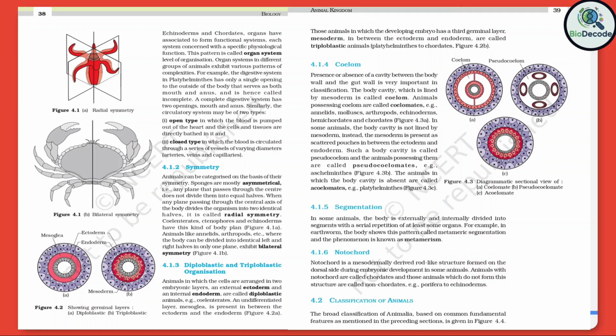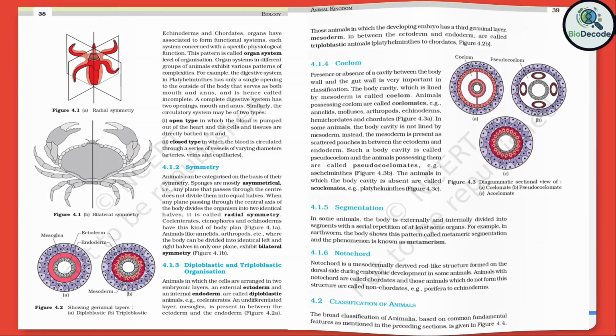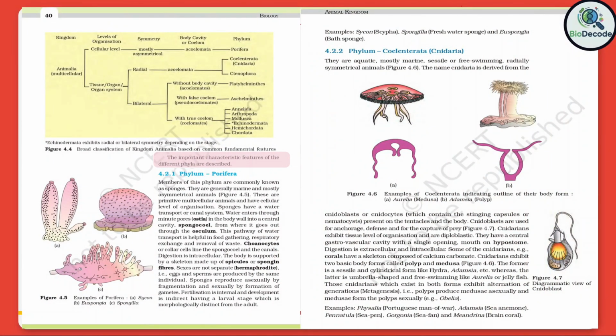Classification of animals. The broad classification of Animalia, based on common fundamental features as mentioned in the preceding sections, is given in Figure 4.4. The important characteristic features of the different phyla are described. Figure 4.4. Broad classification of kingdom Animalia, based on fundamental features.